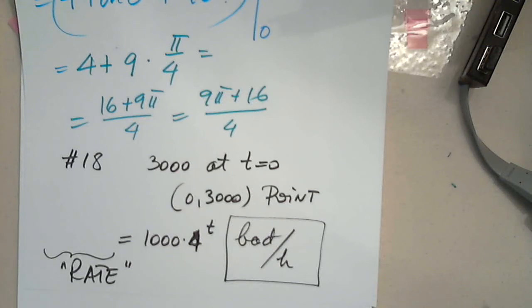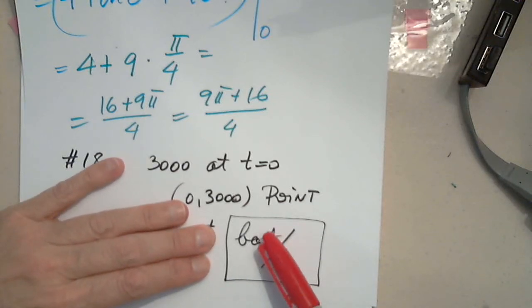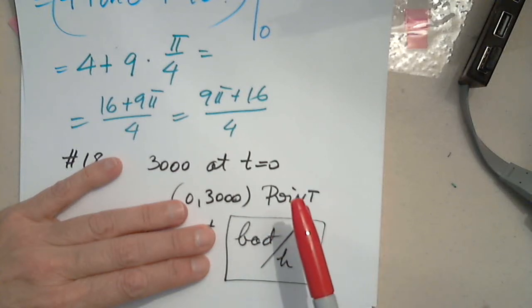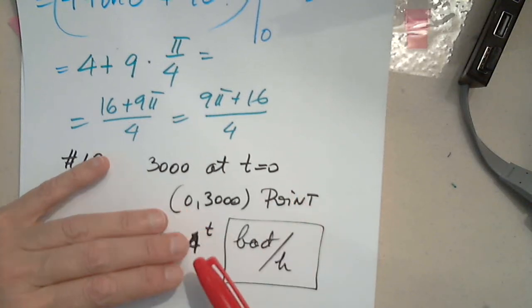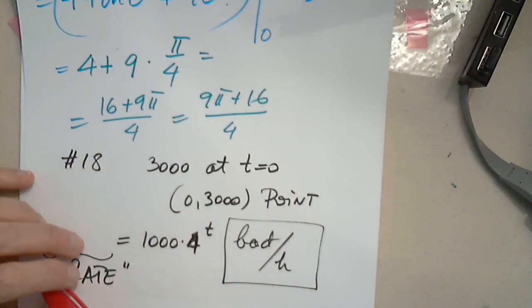Would that be something over 60? No, this is the measurement unit. So what do we measure in blah per hour? Miles per hour, bacteria per hour, miles, cubic feet per minute. Would it be 3,000 over 60?